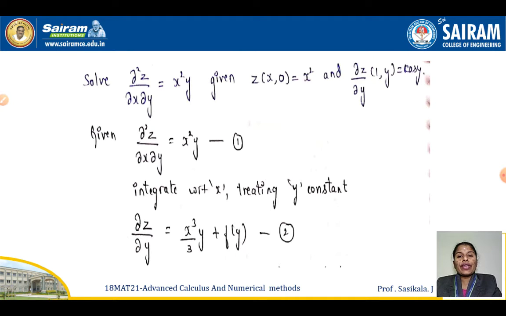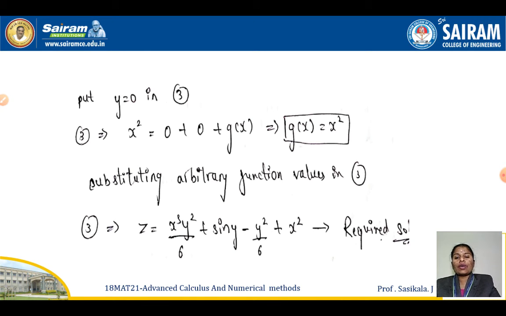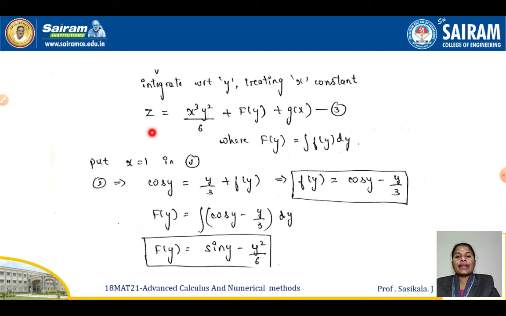What is that? Y is equal to 0, z is equal to x squared. Substitute in equation number 3. So what will happen? X squared equal to this term completely 0 plus f of y. What is your f of y? Sin y minus y squared by 6.